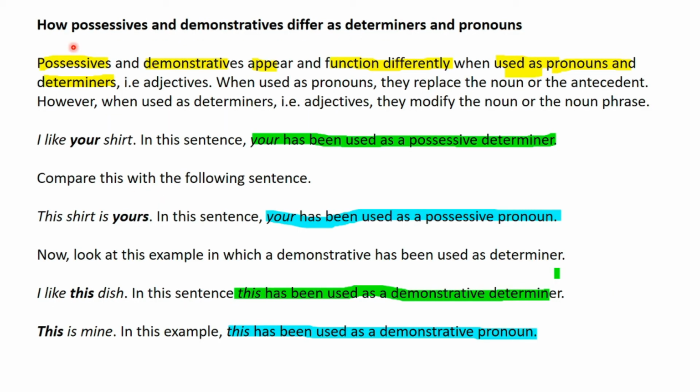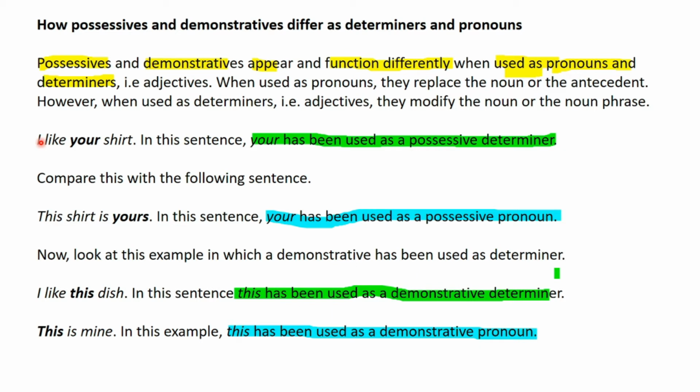those. Now, you must be wondering how possessives and demonstratives differ as determiners and pronouns. As determiners, possessives and demonstratives function as adjectives. That is, they modify the nouns and the noun phrases. But when used as pronouns, they in fact substitute the nouns and the noun phrases, and we refer to these nouns and noun phrases as antecedents.